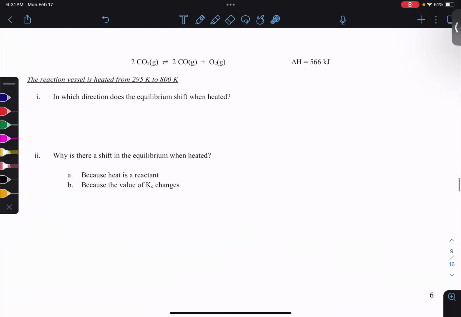Okay, so here, same reaction, but this time I'm heating it from 300 Kelvin to 800 Kelvin. In which way does the equilibrium shift? So we're heating it. How Le Chatelier considers heat is just look and see whether the reaction is endothermic or exothermic. So what is this reaction based on delta H? Endo. So is heat a product or a reactant?